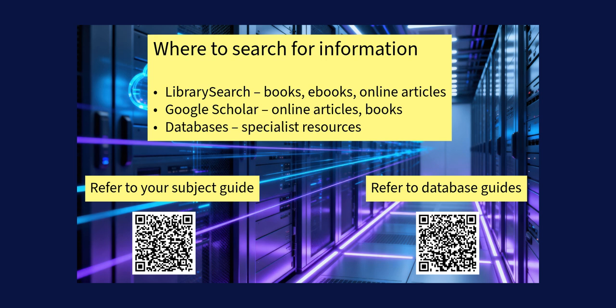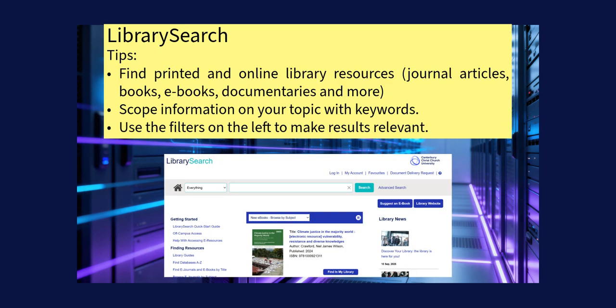We now need to consider where we will search for information. Library Search is a very good starting point and can give you access to books, ebooks, online articles. Google Scholar is another alternative where you can access online articles and book extracts. We also have databases, which are specialist online resources. Below, you can see a QR code linking to subject guides and also a QR code linking to our database guides.